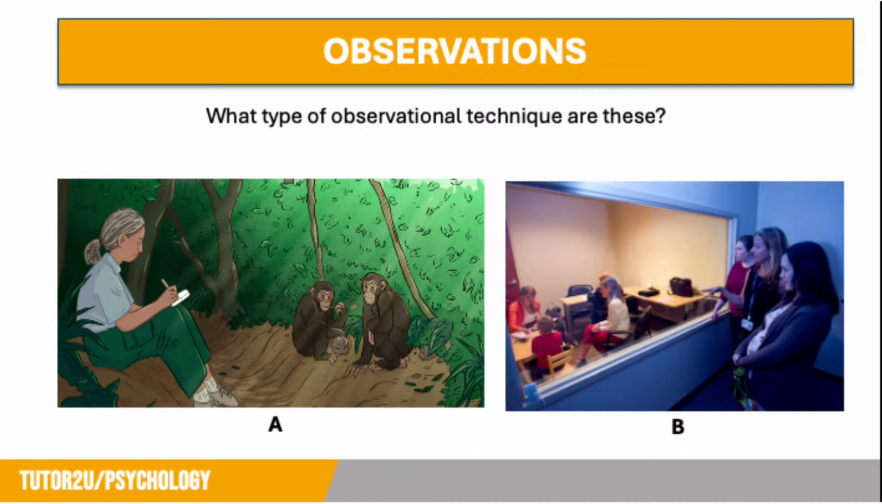Okay, we've got a couple coming in. We've got participants and overt. A is overt because the researcher is visible to the participants. Any more guesses? Overt and covert.